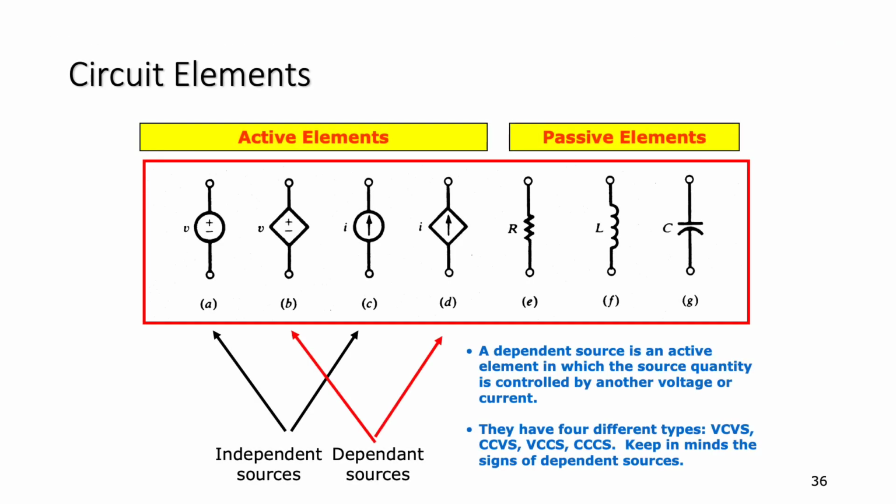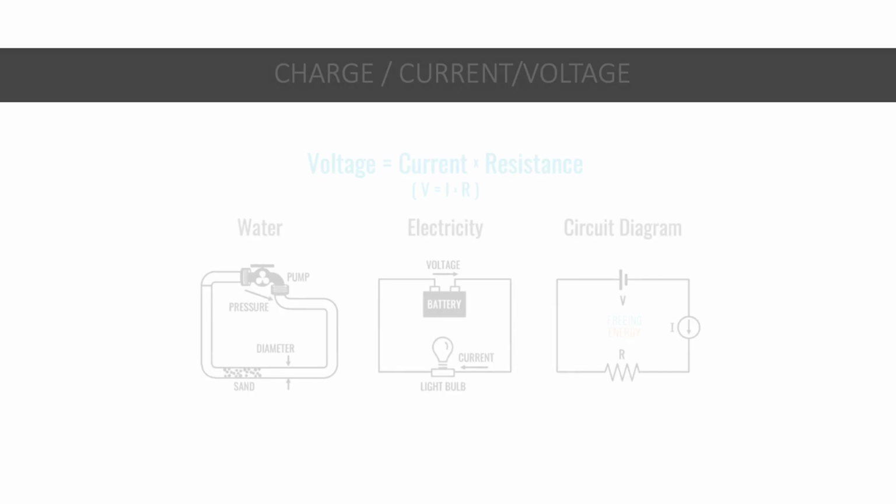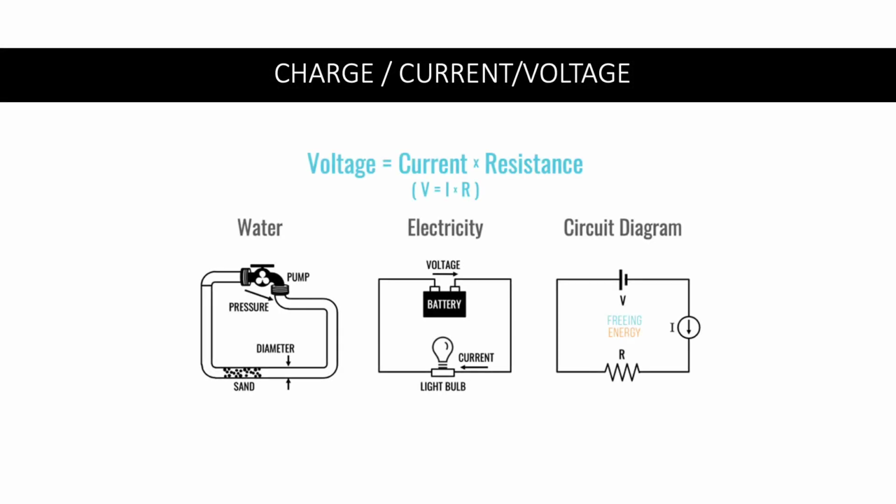Okay. So here is an independent voltage source. This is an independent current source with the arrow as current, and here is a dependent current source. Here is the dependent voltage source. And these are passive elements. They can only absorb energy. That is called R, L and C.